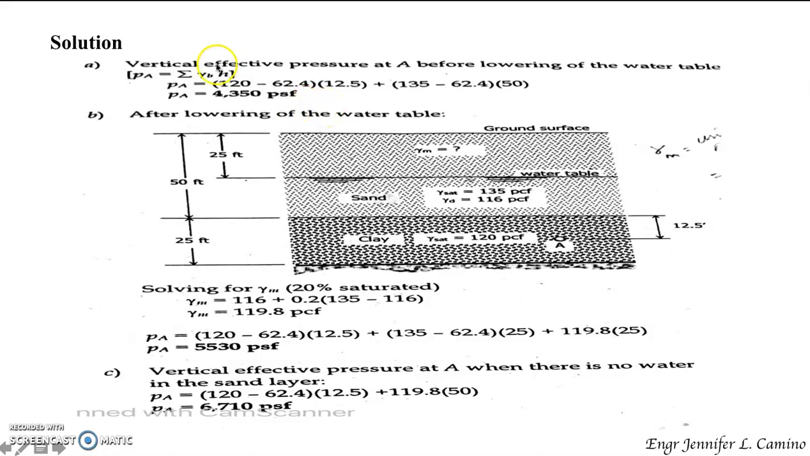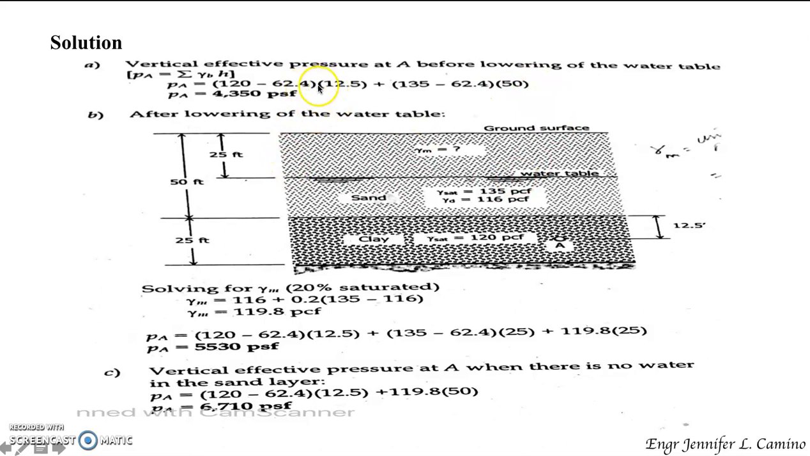Or to get the effective stress, you can first compute another solution to have a clearer understanding. You can compute first for the total stress. Once you compute the total stress, compute the neutral stress or the pore water pressure. Once you have the values for the total stress and the pore water pressure, you subtract the pore water pressure from the total stress, and you get the value for the effective stress. Meaning to say, effective stress is equal to total stress minus pore water pressure, and you have the value for effective stress at any point.